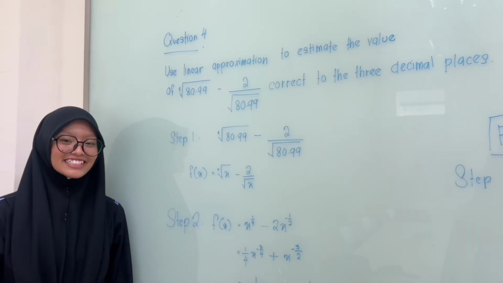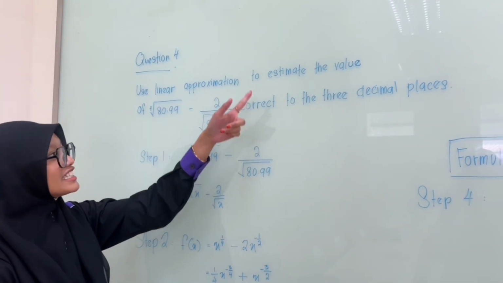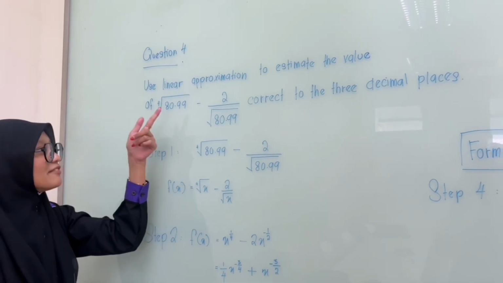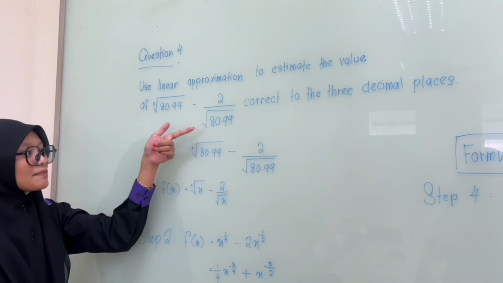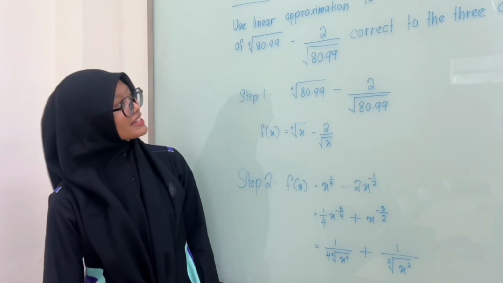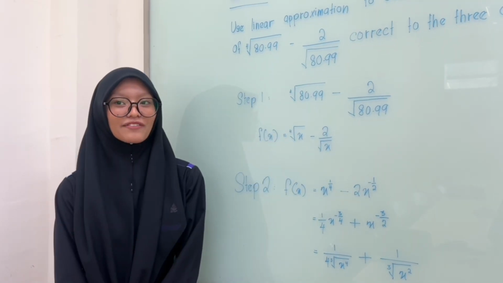For the last question, I will use linear approximation to estimate the value of 4th root of 80.99 minus 2 over square root of 80.99, correct to 3 decimal places. So I will explain how to estimate the value of this expression using the linear approximation.